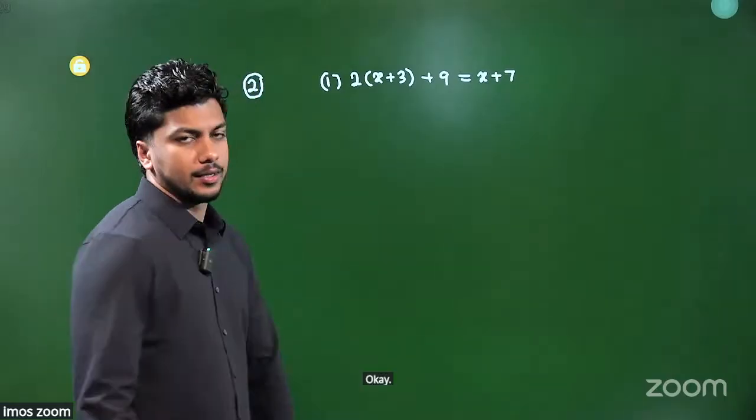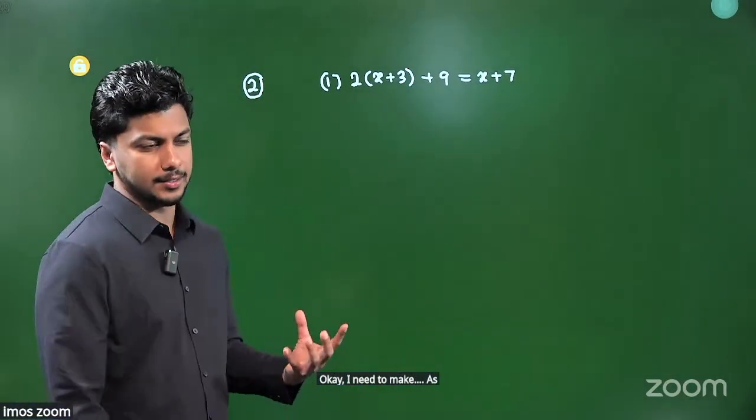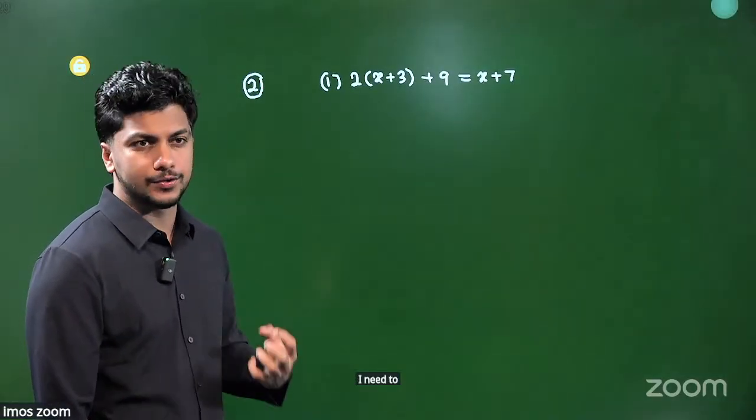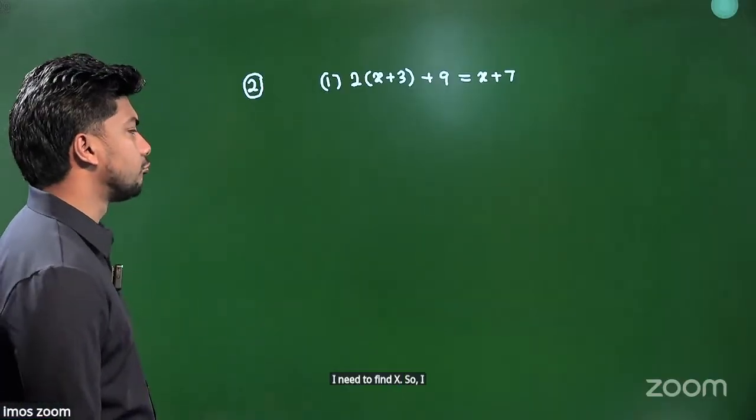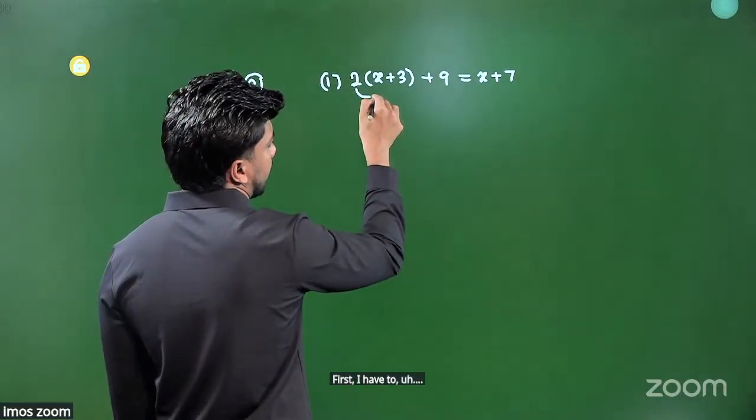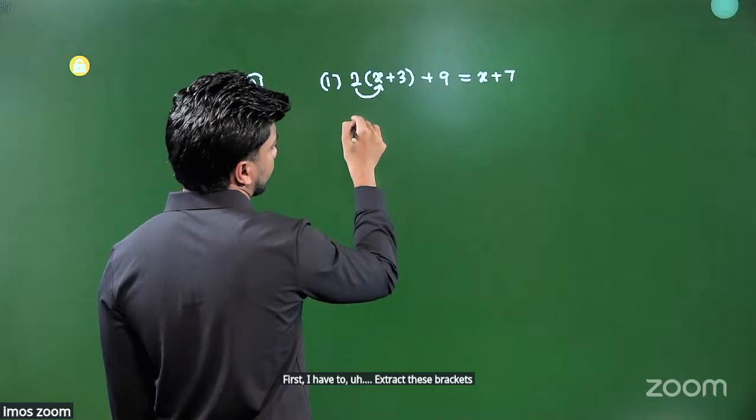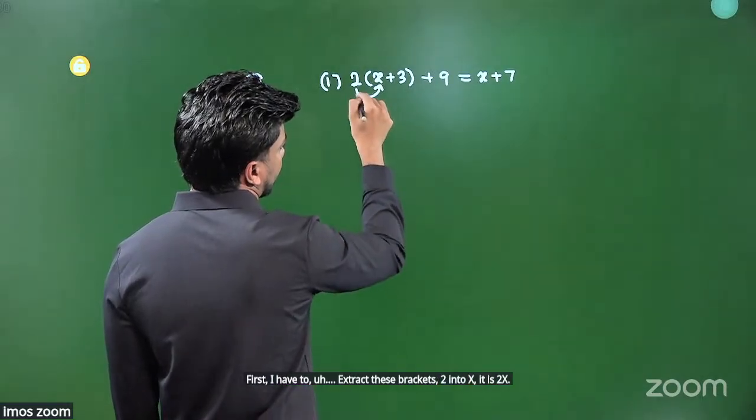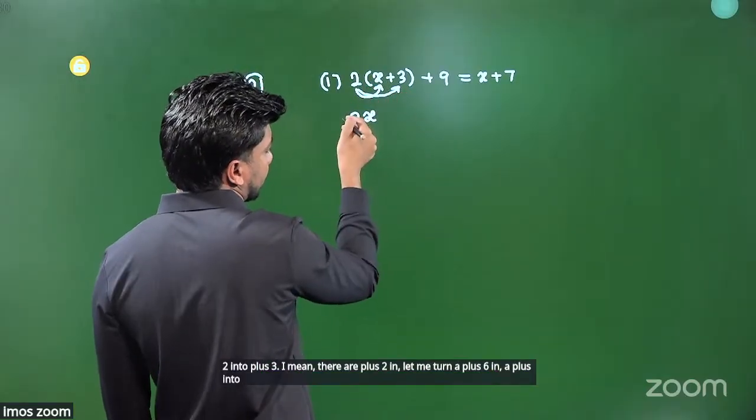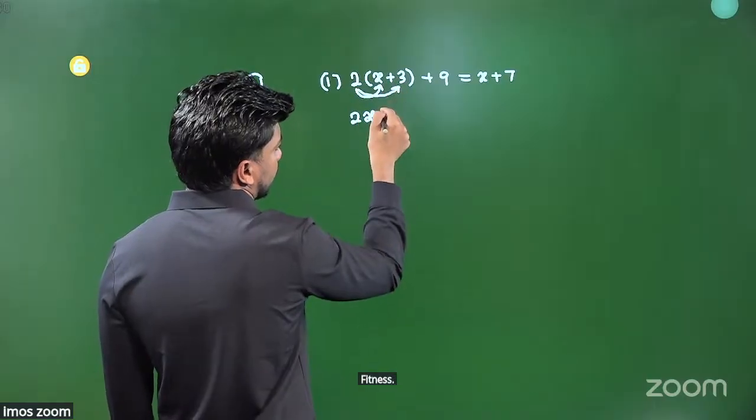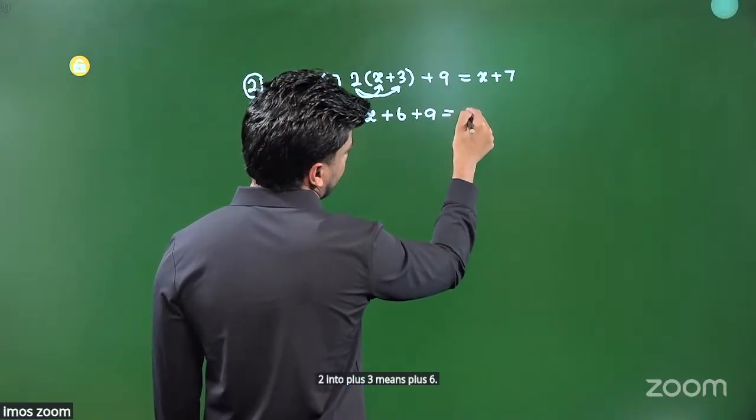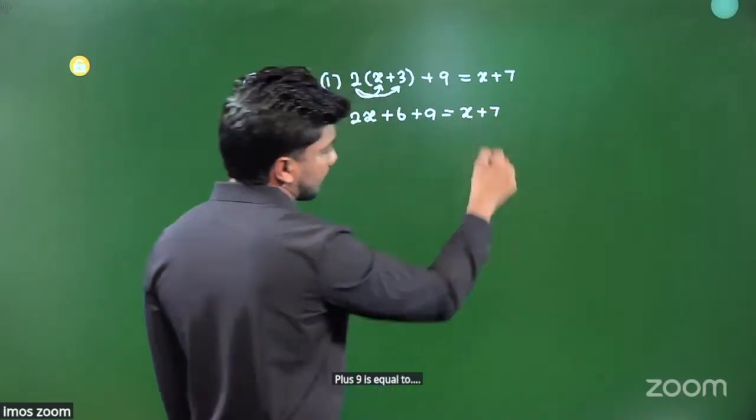Okay, I need to make x the subject. That means how to solve this equation. I need to find x. So first I have to expand these brackets. 2 into x is 2x. 2 into plus 3, with plus 2 in, plus into plus is plus, we don't write it. 2 into plus 3 means plus 6. Plus 9 is equal to x plus 7.